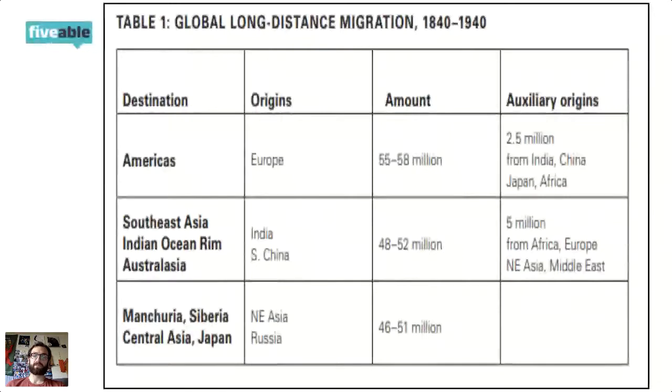What always kind of surprises me is that there was such an insane amount of migration to Russian Asia and northern China. I never knew that until I looked at this particular chart. It's kind of the sheer scale of people moving and where a lot of people went.